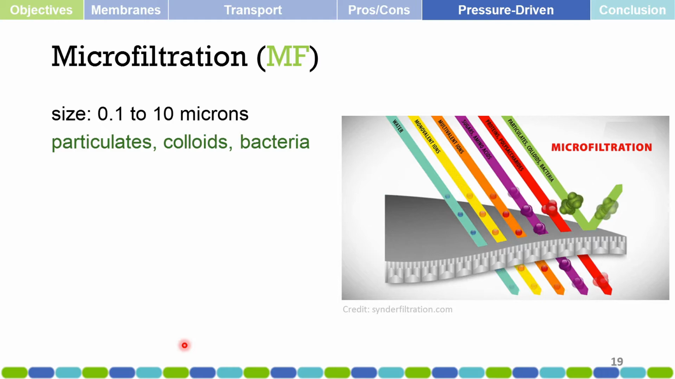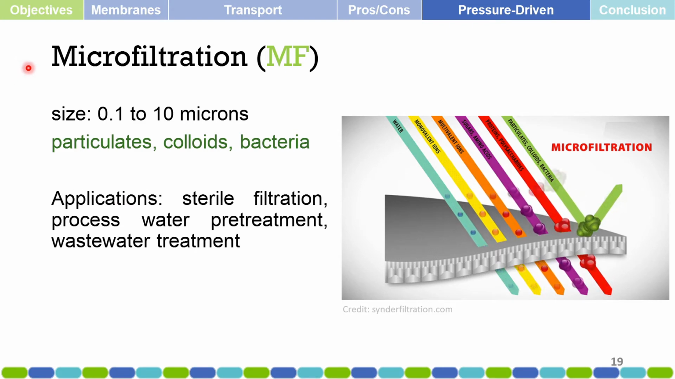So we go to microfiltration. In microfiltration, they are able to reject particles or components with a size of 0.1 to 10 microns. These components generally are particulates, colloids, and bacteria. This microfiltration process is very essential for sterile filtration and the pre-treatment of process water and wastewater. So it is very important.